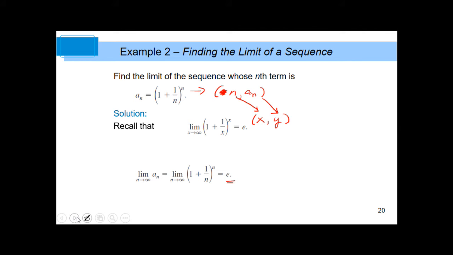That also allows us to use things like L'Hopital's rule and the powerful tools that we use for functions, for sequences. Hold on just a moment, please.